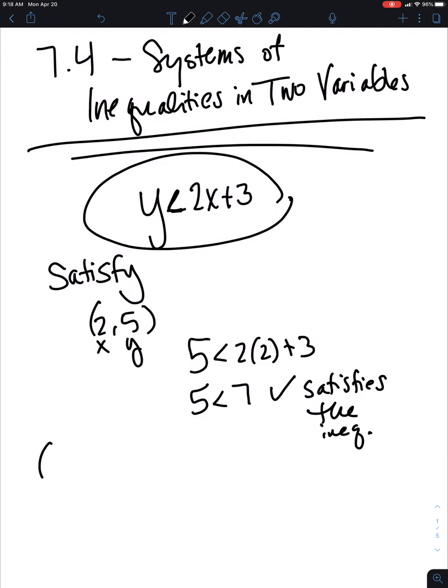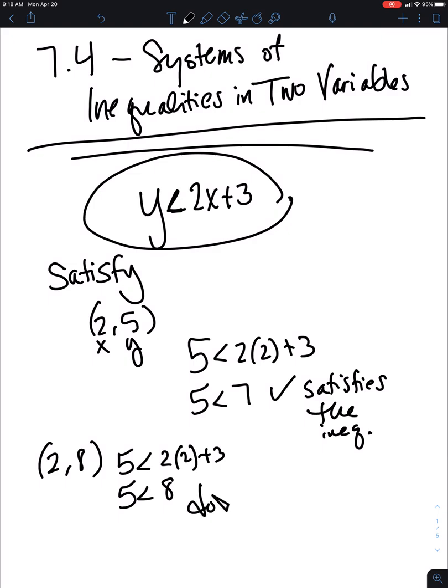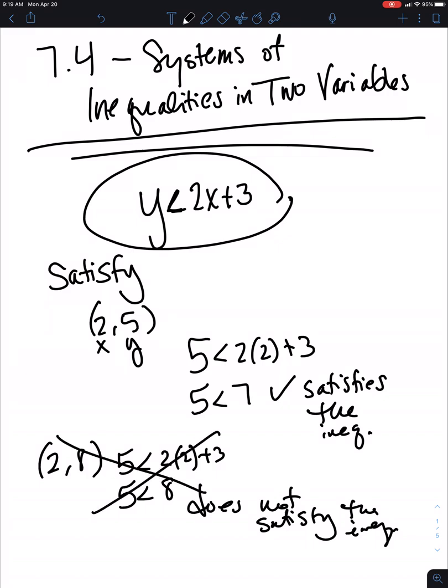Okay, so let's do another one. So 2 comma 8. Okay, so if I do this, make sure you get the same number. This does not satisfy the inequality. Okay, so this one would not work. Nope, you're out. So if you're shading, this would not be one of the answers that you want to have shaded because it does not work.